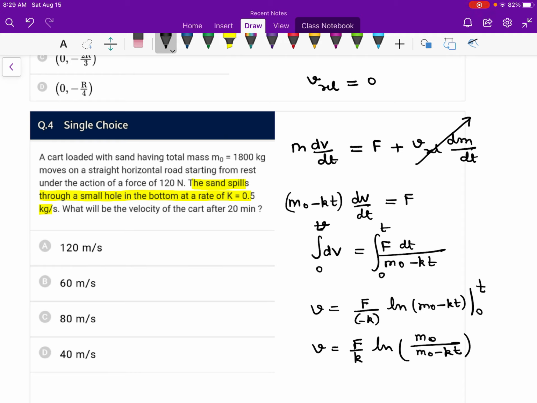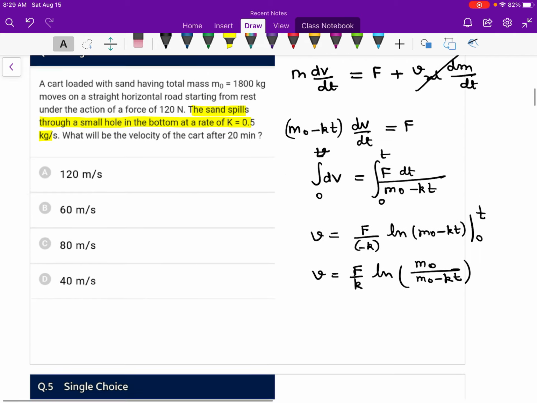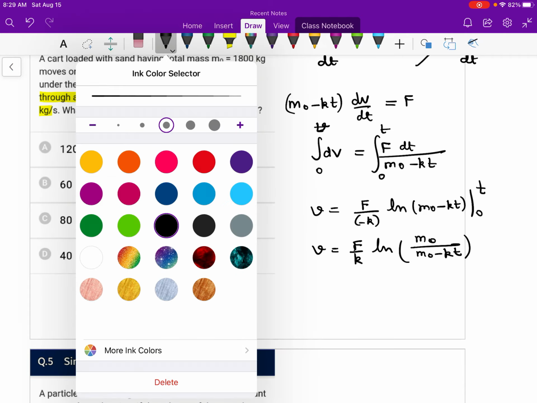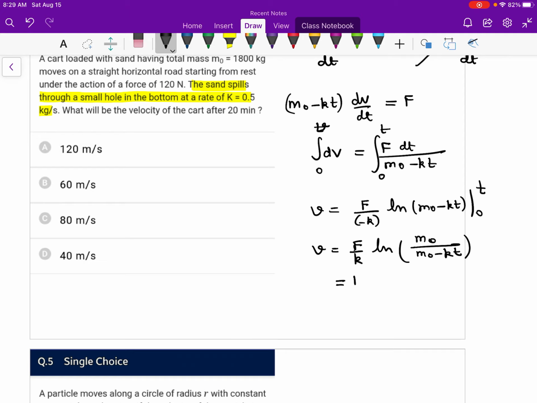First we'll substitute t equals 0, so that is ln m0. Then we'll substitute t, so minus ln m0 minus kt. So we know ln of a minus b is ln a by b. So this is ln m0 upon m0 minus kt. Now let's substitute the values. So f is given 120 Newton. So f is 120 and k is 0.5 kilogram per second.